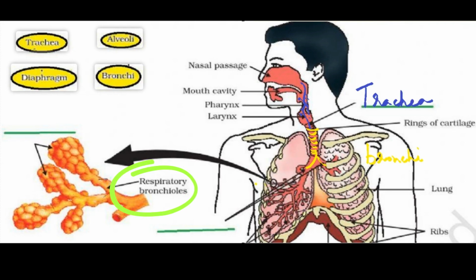So these are all respiratory bronchioles. The respiratory bronchioles will then form sac-like structures called alveoli. So they'll form sac-like structures like this, which is called alveoli.